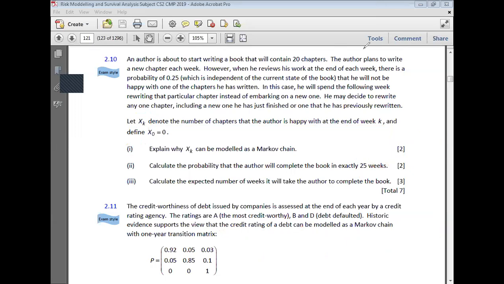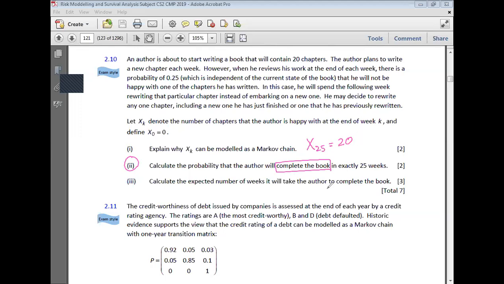Let's see. Okay, so let us try to figure the second part out. It asks us to figure out the probability that the author will complete the book in exactly 25 weeks. Okay, this is a good question. So when you say complete the book, what should be the value of my x_20 here? Oops, no, not x_20. We are looking at 25 weeks and 20 chapters.